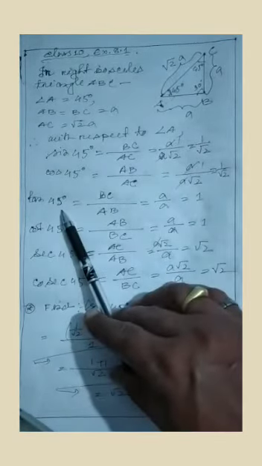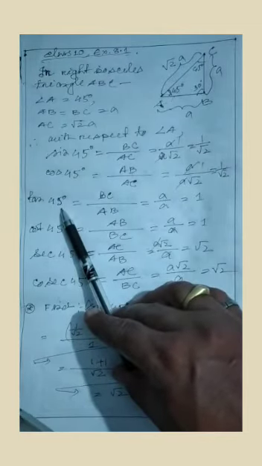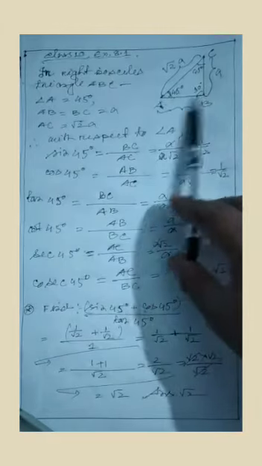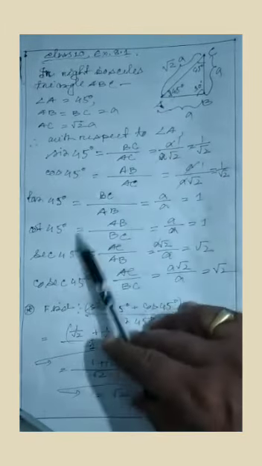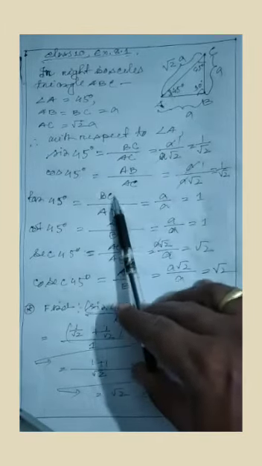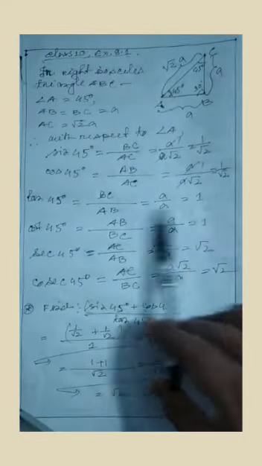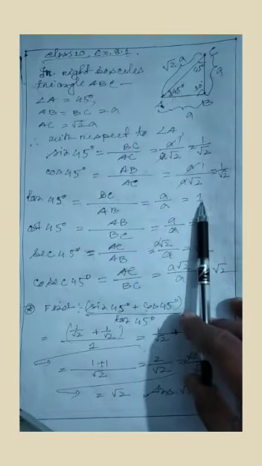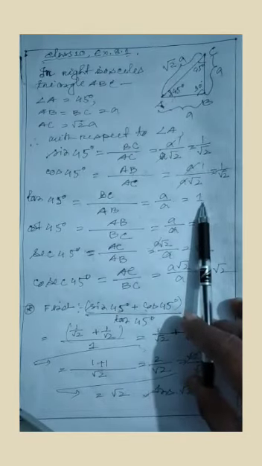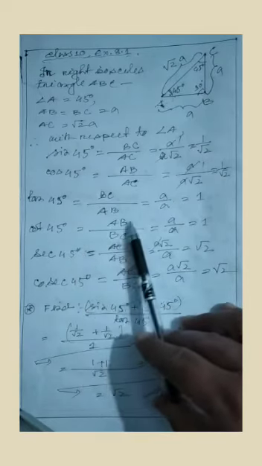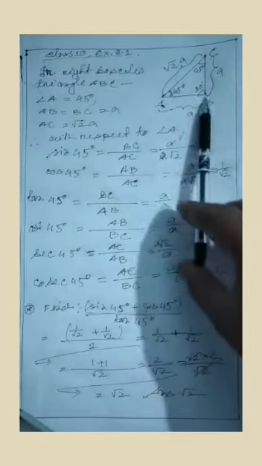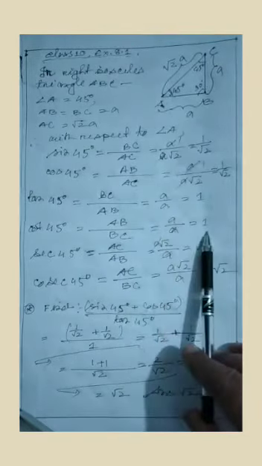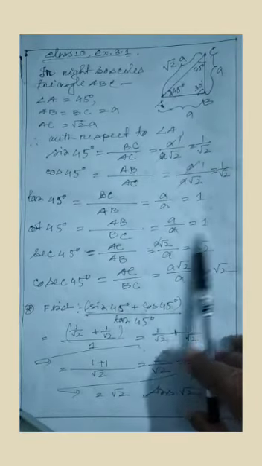Now tan 45 comes. Tan means P by B, perpendicular by base. Perpendicular is BC, base is AB. So tan equals BC by AB. The value of BC equals a, AB also a, a by a equals 1. Tan 45 degrees equals 1. If you see in the table, you will get tan 45 degrees equals 1. Now cot 45 degrees, B by P. This is B, this is P. a by a is 1. Cot 45 degrees is also 1.